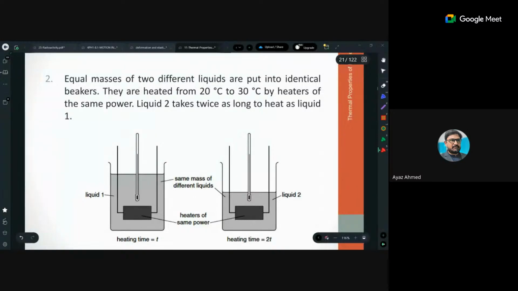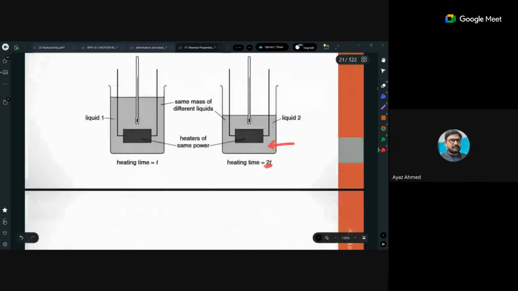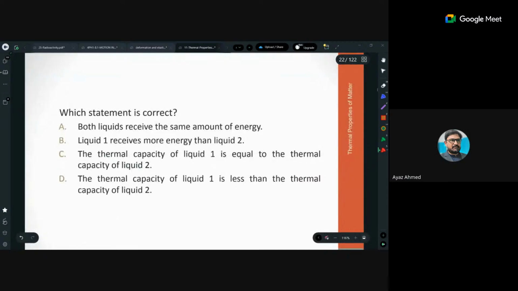The equal mass of two different liquids are put into identical beakers. They are heated from 20 to 30 degrees centigrade. The heaters are of the same power. Liquid 2 takes twice as long to heat as liquid 1. This liquid takes time 2t, as mentioned. So, which statement is correct? Both liquids receive the same amount of heat?